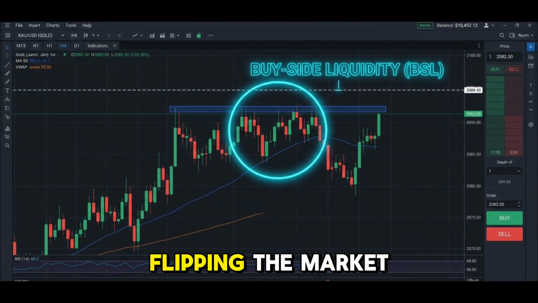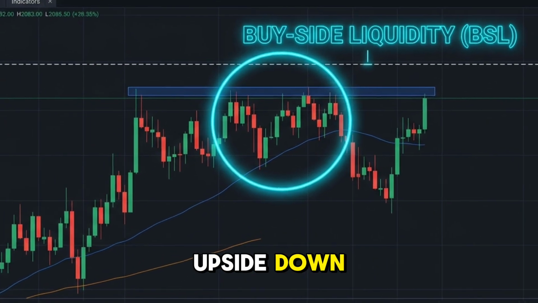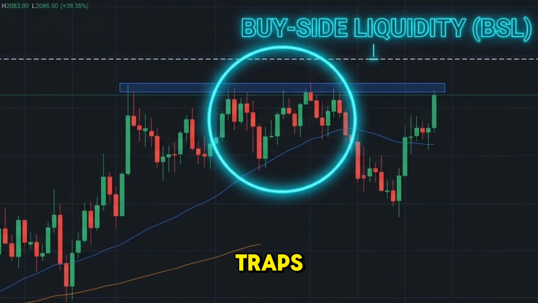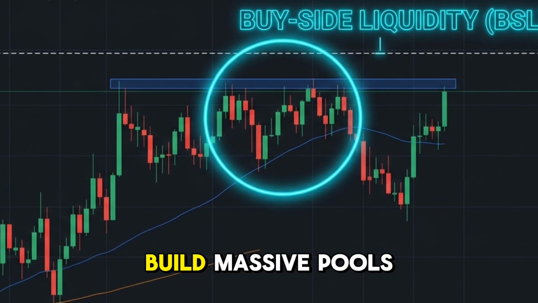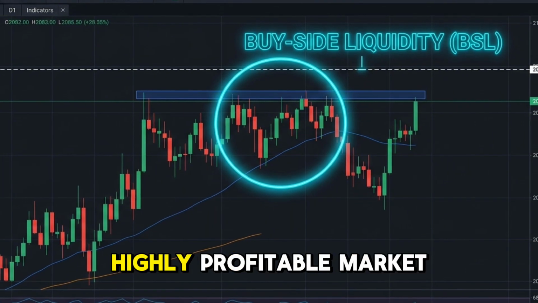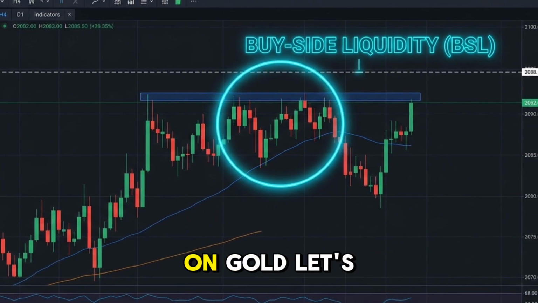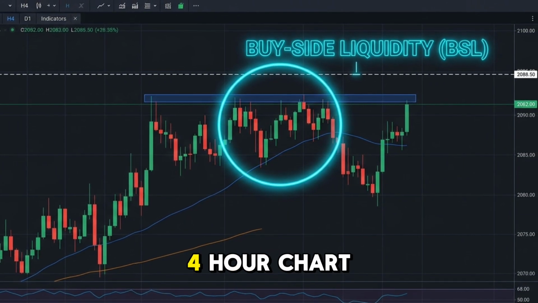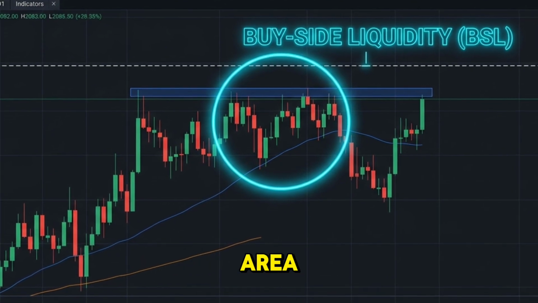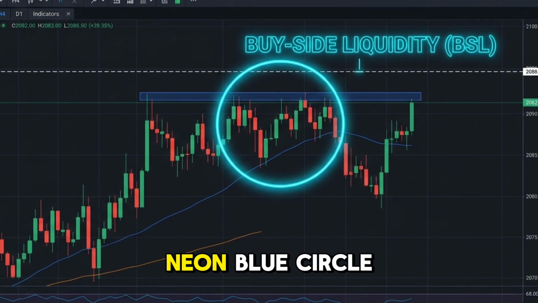Today, we are flipping the market upside down. We are going to expose the exact engineering behind resistance traps, how the algorithms build massive pools of buy-side liquidity, and how you can spot a highly profitable market structure shift on gold. Let's look at this 4-hour chart on gold. Notice this specific area, highlighted inside the neon blue circle.